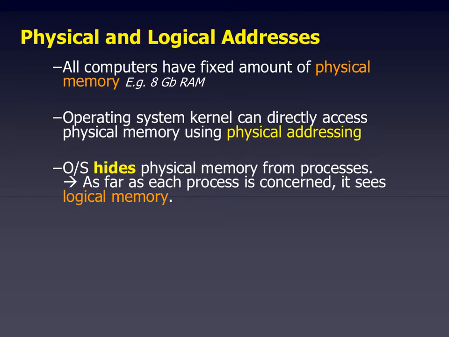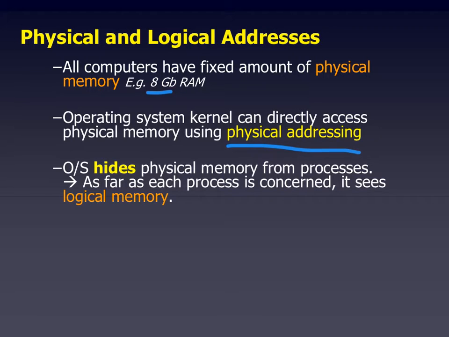And to access physical memory, we use a concept called addressing. In this case, physical addressing. So in the case of 8 gig, my lowest memory address would be memory address 0, and my highest would be 8 billion something.